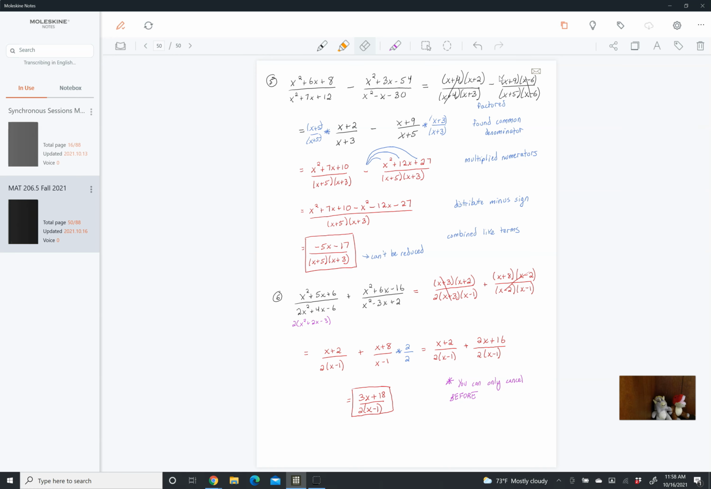And just to be clear, I'll say before you start finding the common denominator. It's before you even think about what the other fraction, what the other denominator has.